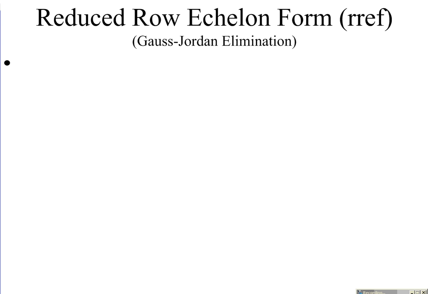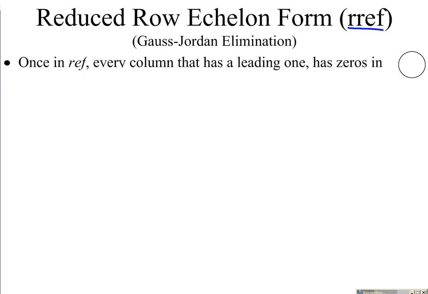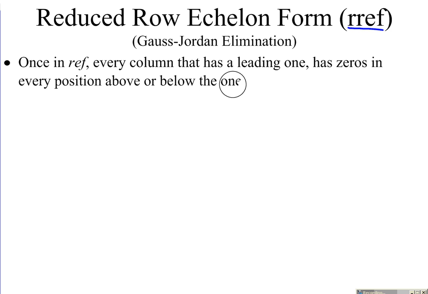Reduced row echelon form. On your calculator, you will see that as RREF, called Gauss-Jordan elimination. First of all, it has to be in row echelon form to be in reduced row echelon form. If it's already in row echelon form, then every column that has a leading 1 has zeros in every position above or below the 1.